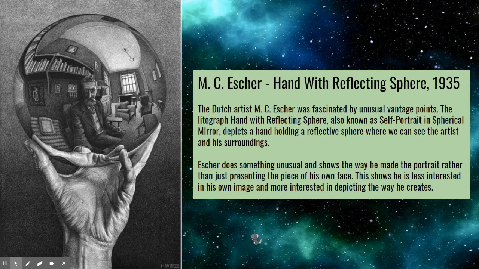This is a lithograph, so it was carved and made out of acid on metal and then printed. And it's a hand with reflecting sphere, also known as a self-portrait in a spherical mirror. It also shows the hand that's holding the reflective sphere so that you can see the artist and his surroundings. Like you can see in his little library there, or his little study. I don't know if it's a little dining room or a little office space with his little chair, and you can see the bookshelf above his head.